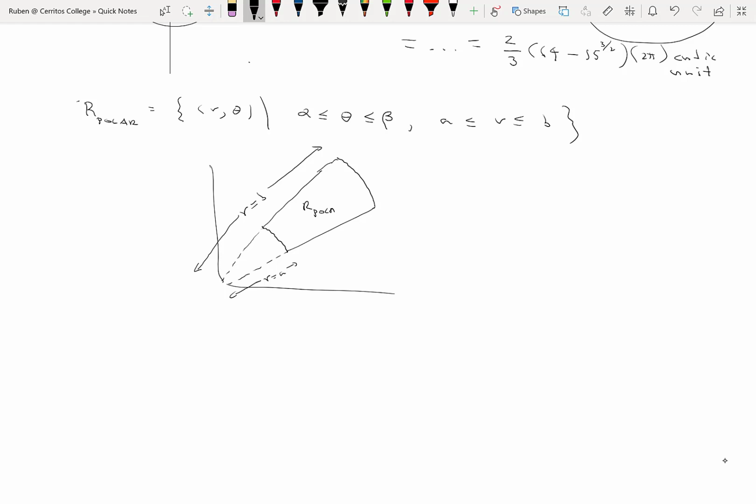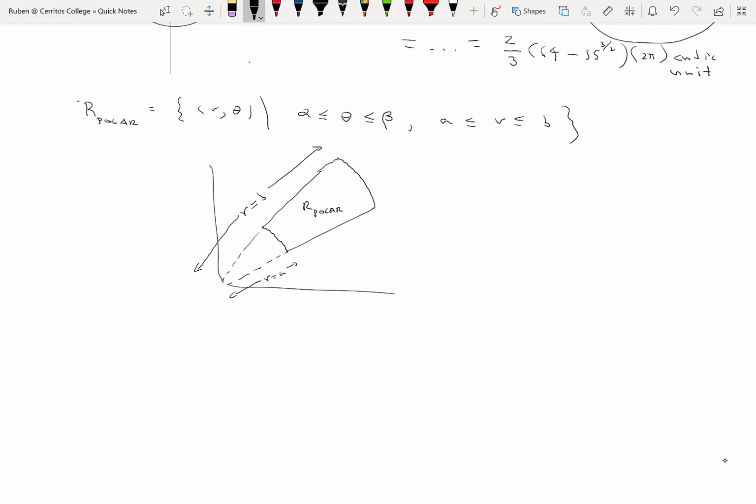R polar. So we're going to switch things up in the same way we switched things up when we went from rectangular to a type D Roman numeral 1 region. So we're going to take the r equals a and r equals b and generalize them from arcs of a circle to arbitrary polar curves.